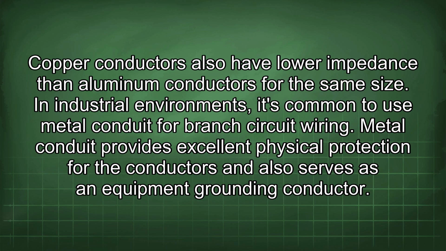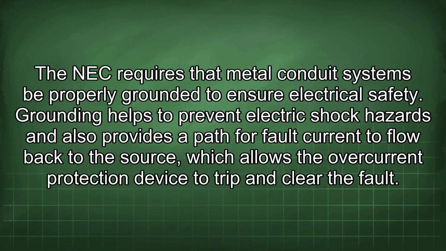In industrial environments, it's common to use metal conduit for branch circuit wiring. Metal conduit provides excellent physical protection for the conductors and also serves as an equipment grounding conductor. The NEC requires that metal conduit systems be properly grounded to ensure electrical safety. Grounding helps to prevent electric shock hazards and also provides a path for fault current to flow back to the source, which allows the overcurrent protection device to trip and clear the fault.